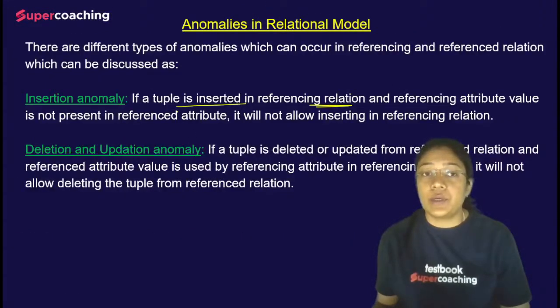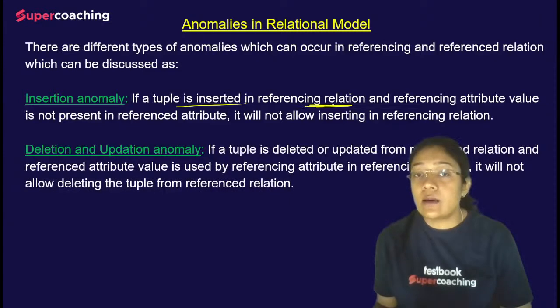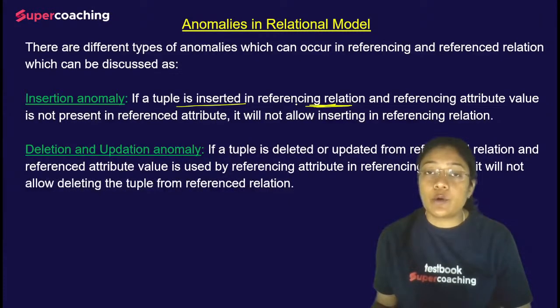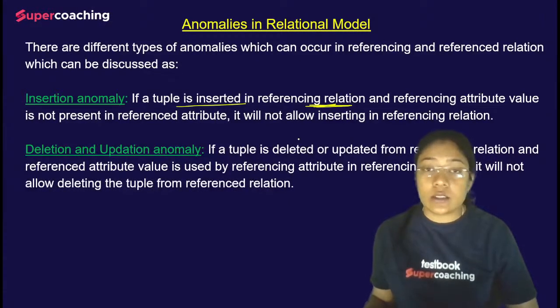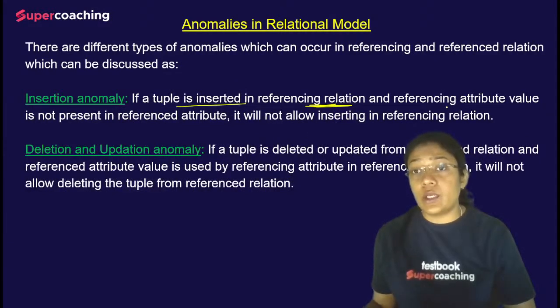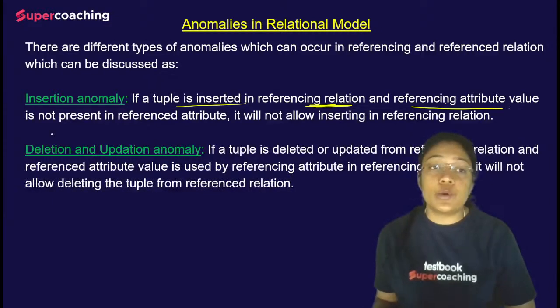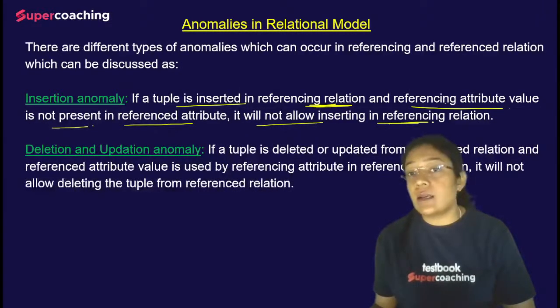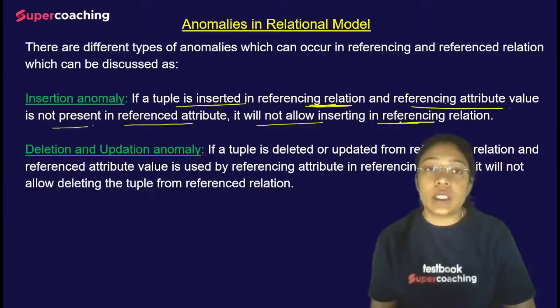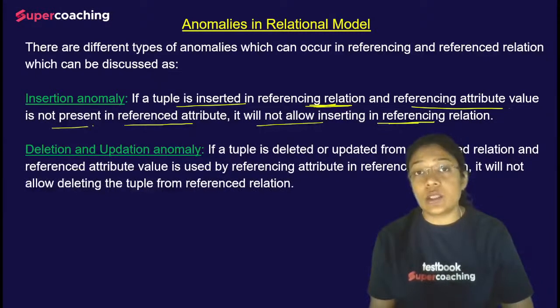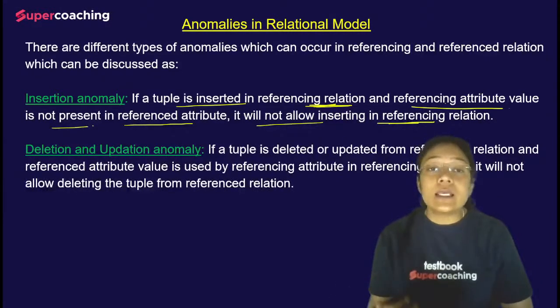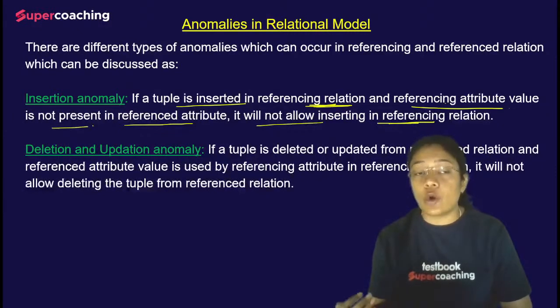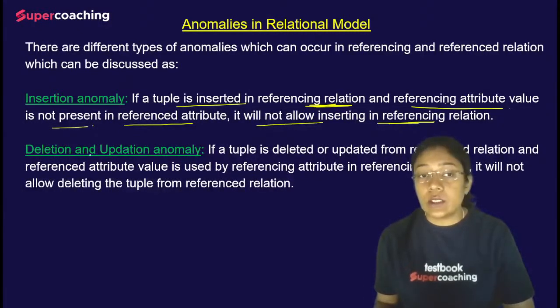So it is written here, if a tuple is inserted in the referencing relation, child relation में आप कोई value insert कर रहे हो which actually does not exist in the parent relation, then that value is not allowed. So the referencing attribute is not present in the referenced attribute. It will not allow inserting in the referencing relation. That means during the insertion of the values in the referencing relation, it may create the violation. Same goes with the deletion and the updation.